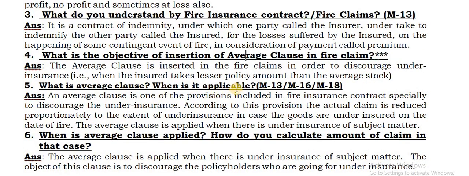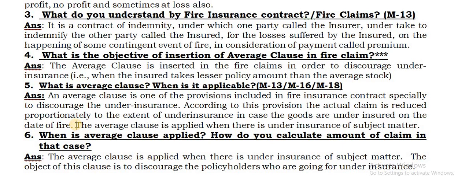Then what is the average clause? When it is applied, I already told you, whenever the closing stock as on the date of fire is more than the policy amount, that is, when there is under insurance. According to this provision, the actual claim is reduced proportionally to the extent of the under insurance, in case the goods are under insured on the date of fire. This is the sentence: the average clause is applied when there is an under insurance of subject matter. You can write like this.